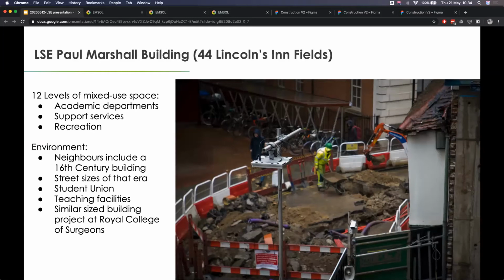The street sizes in the surrounding area are of that era as well, so really narrow streets and a bit of a challenge for a construction supply chain. The student union is opposite this building. You can see the bike rack in the back there. Lots of students transiting through the site at all times of day. And there are teaching facilities nearby as well. So at the beginning and end of the hour, lots of students moving between lecture rooms and stuff like that. And then also, which is worth mentioning, is that next door there's a similar sized building project at the Royal College of Surgeons, which is unrelated to this, but obviously their supply chain will have an impact on the local air quality as well.